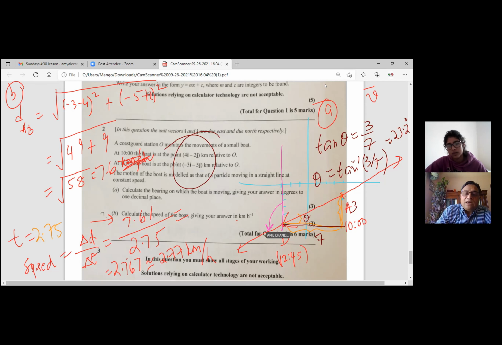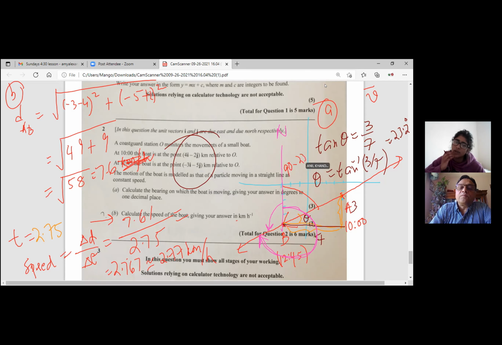So from the north, I should say this is what you need, the bearing angle. Bearing angle is from the north, so the direction is this. Do you see this angle? That is the angle which you have to report. So how much is that? If this is theta, then as you can see from here, this angle is 90 minus 23.2, right?